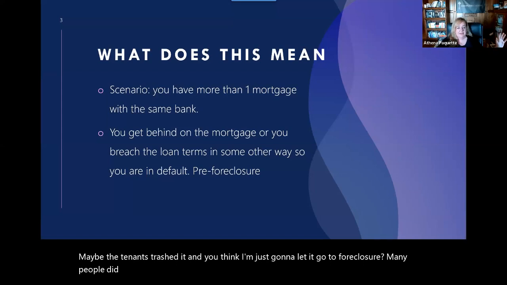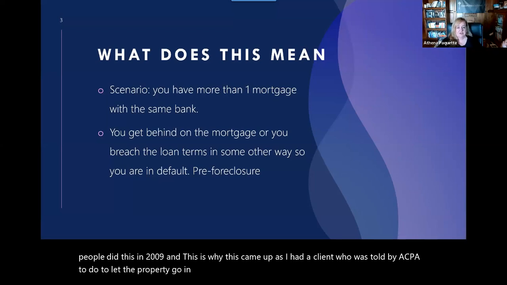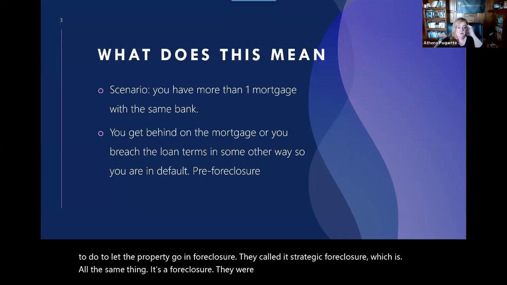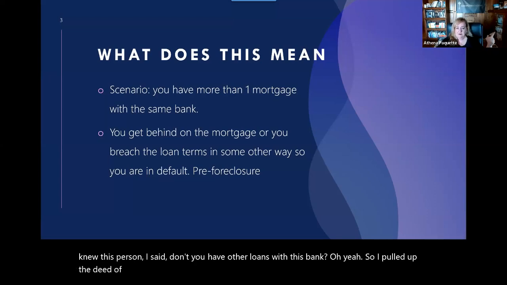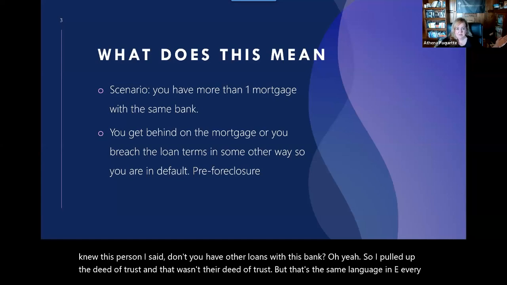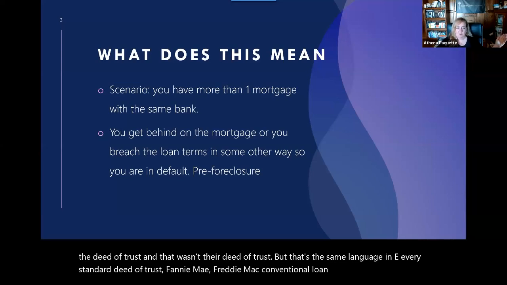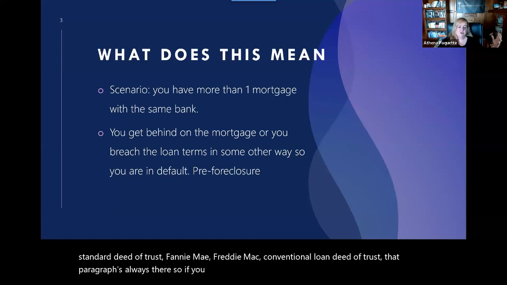And this is why this came up, as I had a client who was told by a CPA to let the property go in foreclosure. They called it strategic foreclosure, which is all the same thing. It's a foreclosure. They were saying, let it go into foreclosure. And when I knew this person, I said, don't you have other loans with this bank? Oh, yeah. So I pulled up the deed of trust, and that wasn't their deed of trust, but that's the same language in every standard deed of trust, Fannie Mae, Freddie Mac, conventional loan deed of trust. That paragraph's always there. So if you get behind on the mortgage or you breach the loan terms in some kind of way, you're in default.